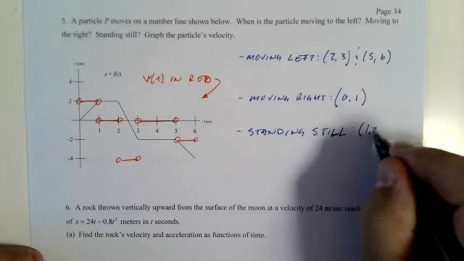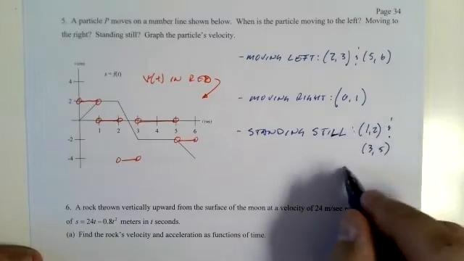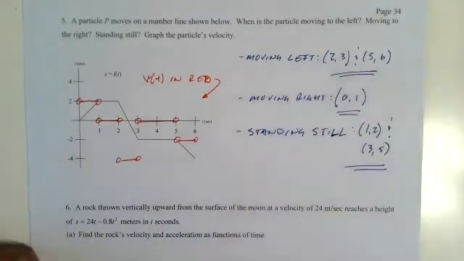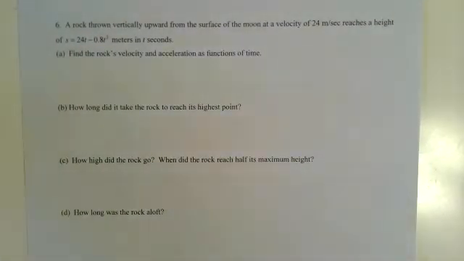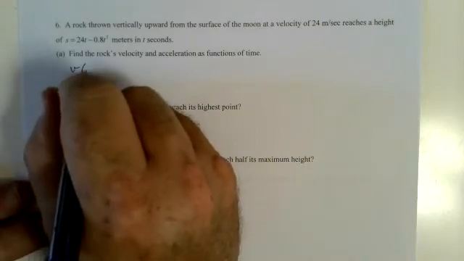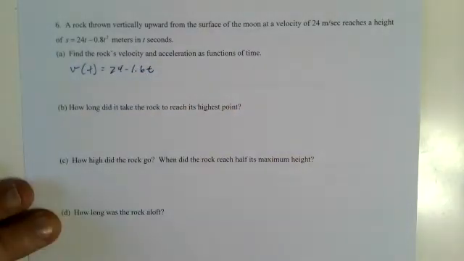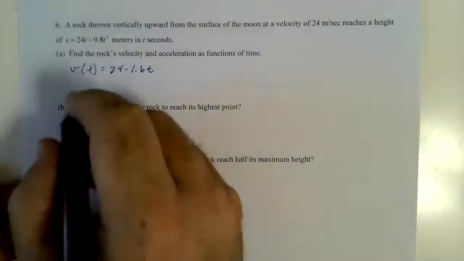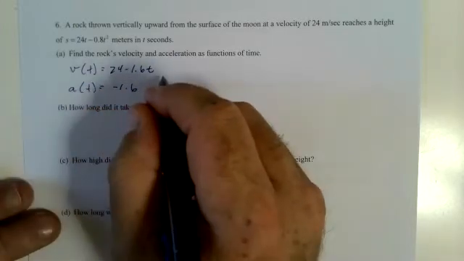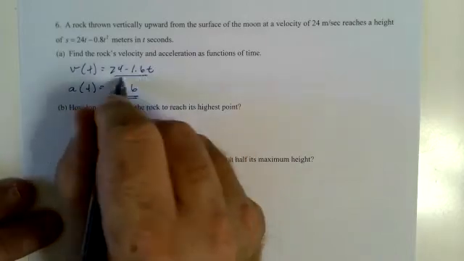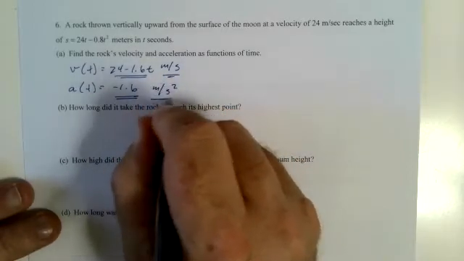Lots of standing still. 1 to 2 and 3 to 5. A rock is thrown vertically upwards on the surface of the moon with a certain velocity. V of t equals 24 minus 1.6 t. A of t equals -1.6. We've got units here, and I am going to put them in: meters per second squared.